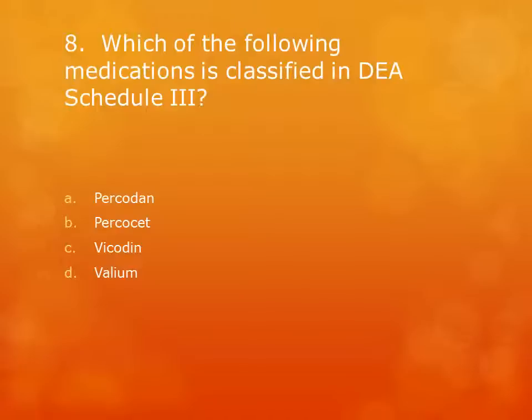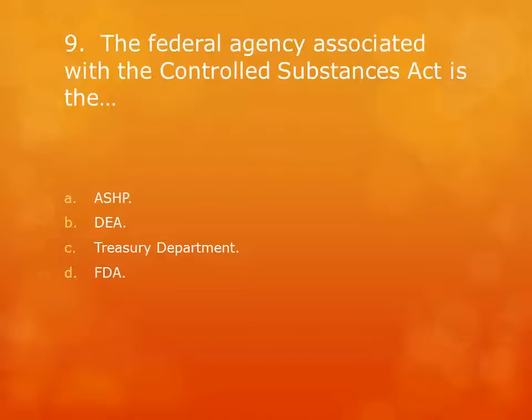Eight, which of the following medications is classified in DEA Schedule 3? Is it A. Percodan, B. Percocet, C. Vicodin, or D. Valium? Nine, the federal agency associated with the Controlled Substance Act is the A. ASHP, B. DEA, C. Treasury Department, or D. FDA.